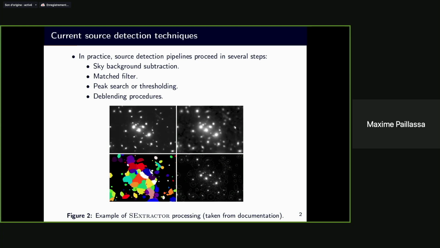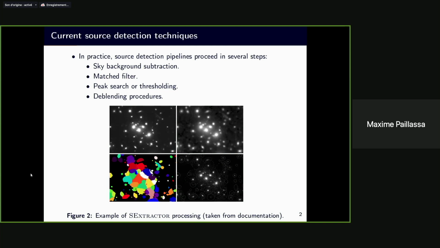This matched filtering is shown in the top right image here. And then the detection of sources on this filtered image is done either by peak search or thresholding, like in SExtractor. And finally, we can run deblending procedures to possibly disentangle multiple sources that would have been detected as a single component.